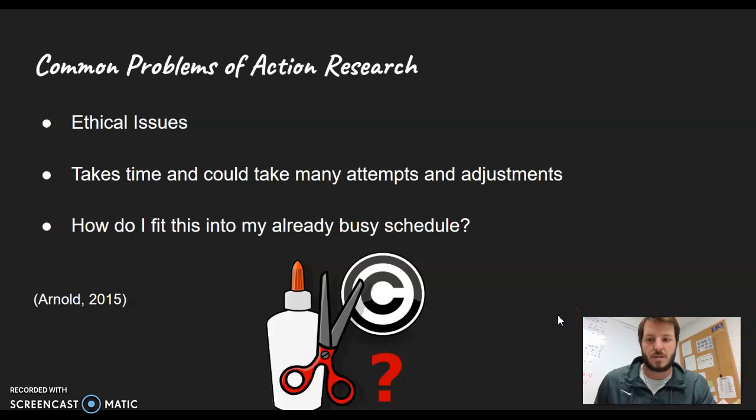Some common problems with action research: some ethical issues. Obviously, you're trying new things or new strategies or practices with your students, and that could cause some ethical issues. Also, it takes time, could take many attempts and adjustments. Rarely is action research ever a one and done method, and it could take a lot of time. So obviously, as a teacher, how are we going to fit that into your already busy schedule?